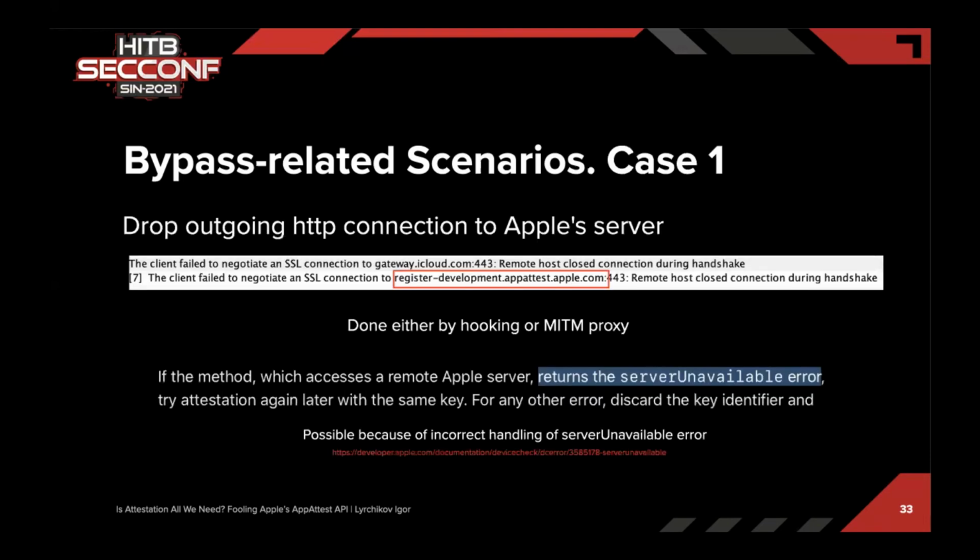Number 1 is quite simple. Do you remember we need to start the attestation process during step 3, which requires an internet connection. It's kind of a crucial step. So we can just drop outgoing requests by configuring the mitm proxy or using the Frida hooking framework.